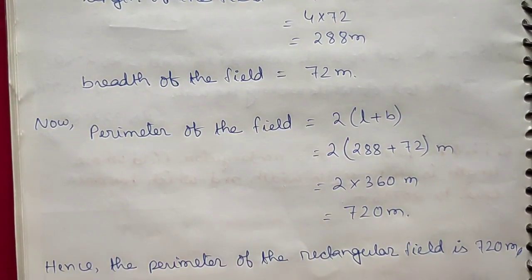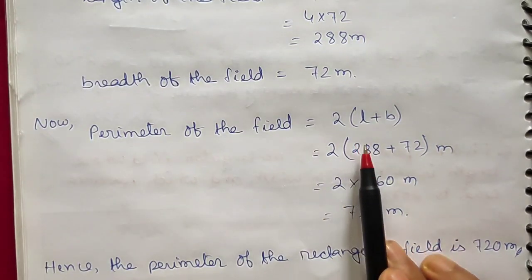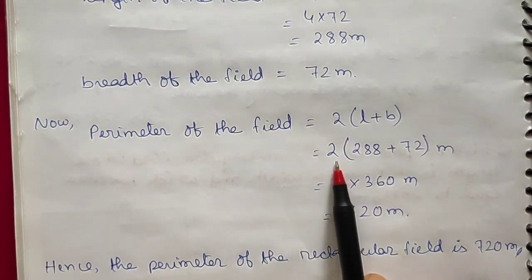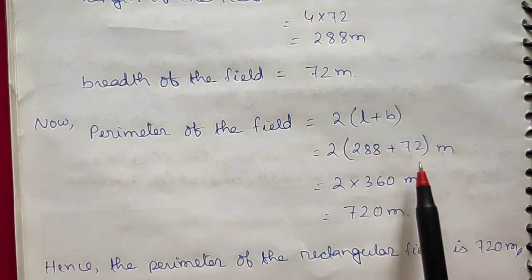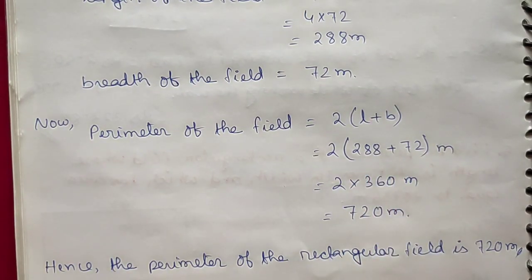So now we have found length and breadth. Now we can find the perimeter. Perimeter of the field is 2 into (length plus breadth). So 2 into (288 plus 72) meter equals what? 288 plus 72 is 360. So 2 into 360 is 720 meter. Hence the perimeter of the rectangular field is 720 meter.